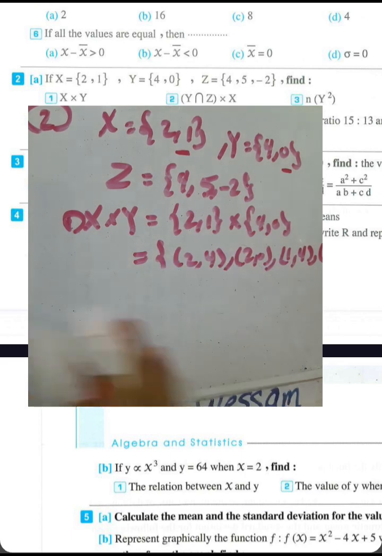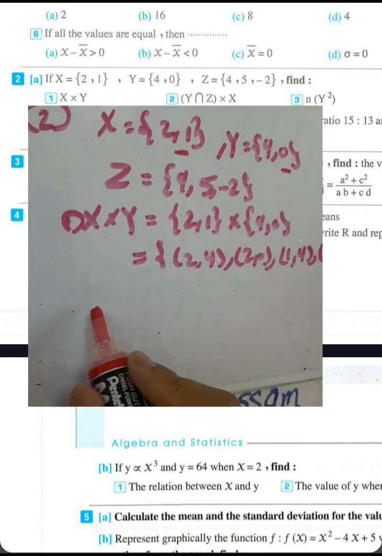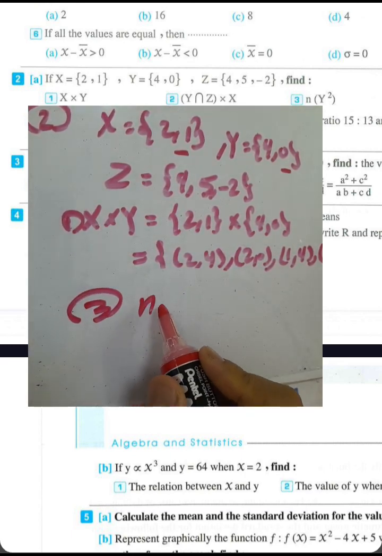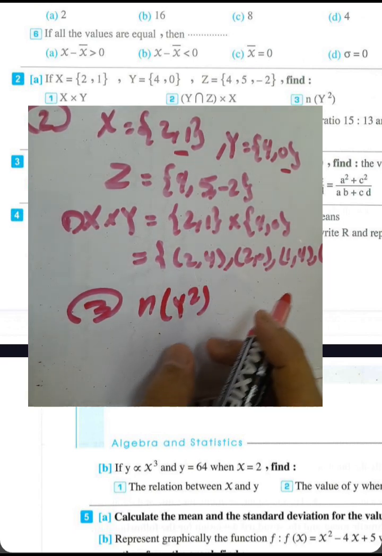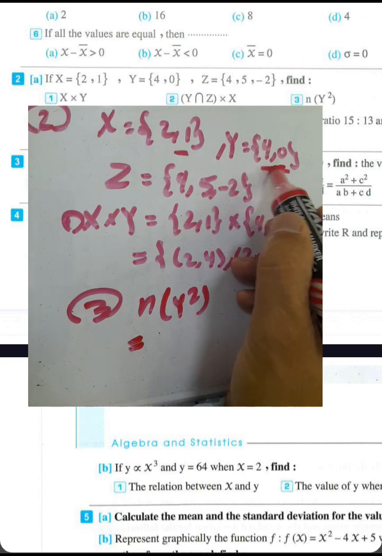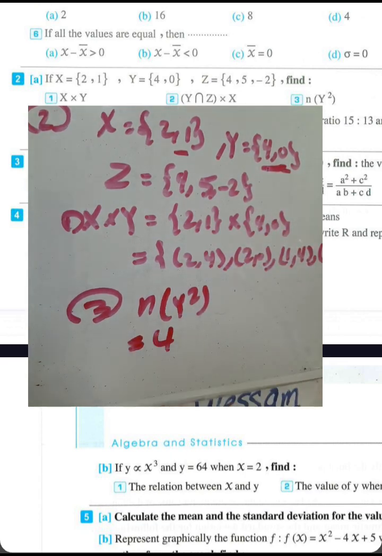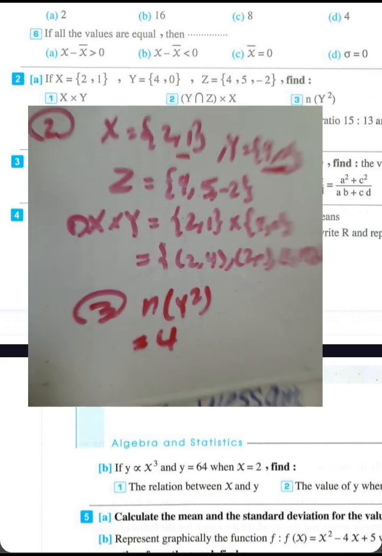Last question here, number 3. I want the number of orders in y squared. Y here has 2 elements, 2 power 2, it will be 4. The result here will be 4 about this example.